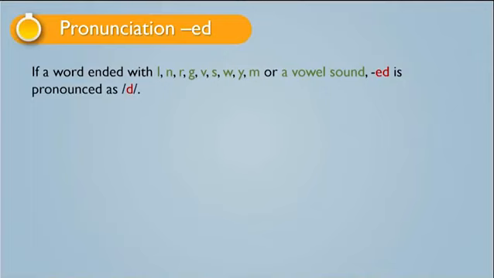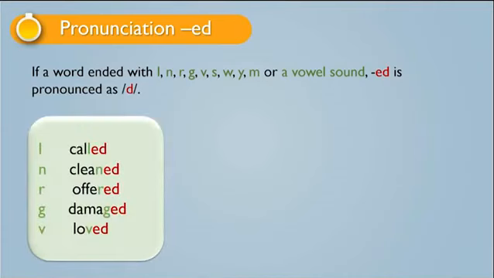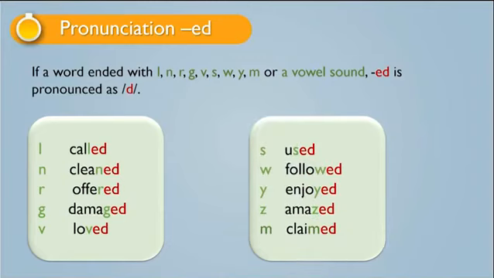And if a word ended with l, n, r, g, v, s, w, y, m, or a vowel sound, when we add ed, the sound of ed is d. Just like in these examples: called, cleaned, offered, damaged, loved, used, followed, enjoyed, amazed, claimed. The sound of ed at the end of these words is d.